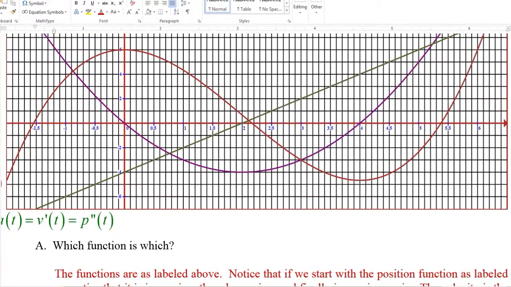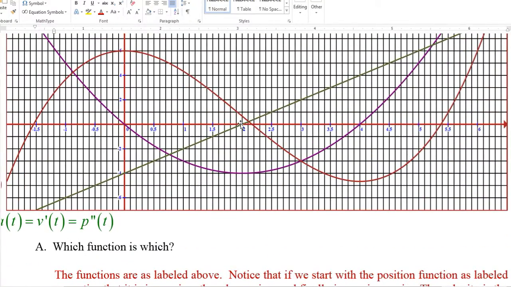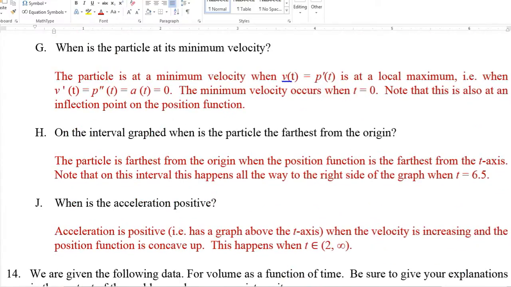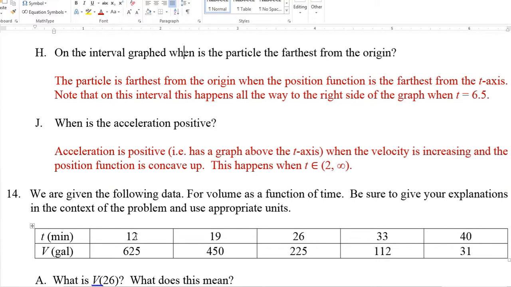When is the acceleration positive? The acceleration is the green one with the straight line. It's positive when it's to the right of 2. Notice that's also when the acceleration is positive, the velocity is increasing and the position is concave up. So that's to the right of 2, t from 2 to infinity.